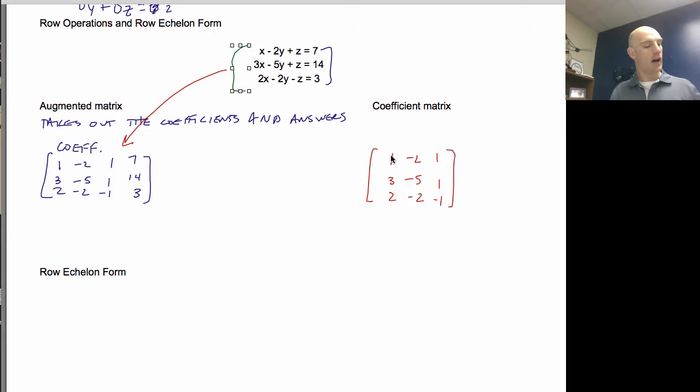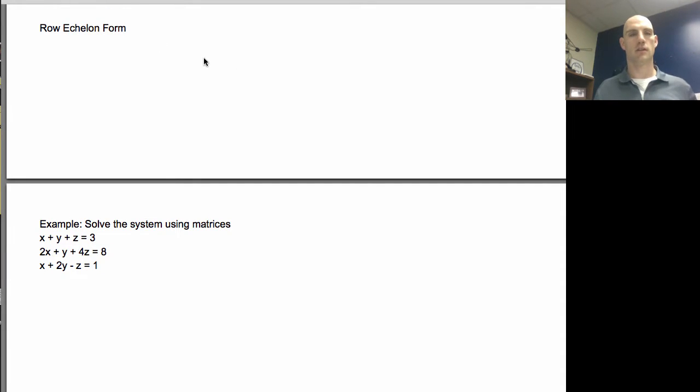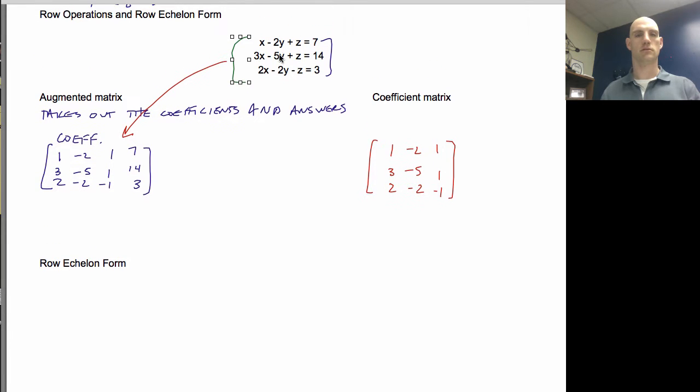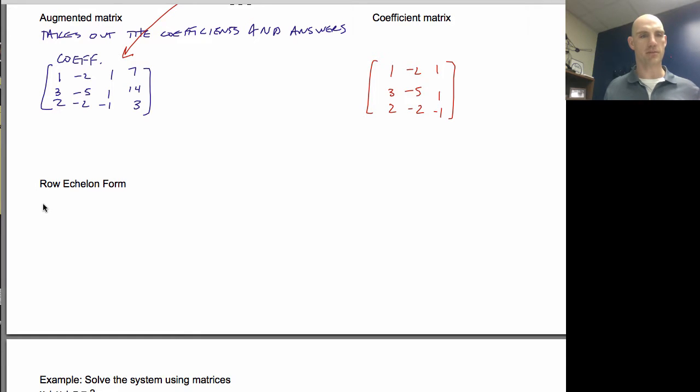And so what are we going to do? We're going to talk about row echelon form. Okay, and row echelon form is going to be a form where we have a bunch of zeros and a bunch of ones. So we'll talk about row echelon form and reduced row echelon form. But row echelon form looks kind of like this. We're going to take this previous equation and work with it a little bit. So I'm going to take this coefficient matrix, 1, -2, 1, 7, and 3, -5, 1, 14, and 2, -2, -1, 3.